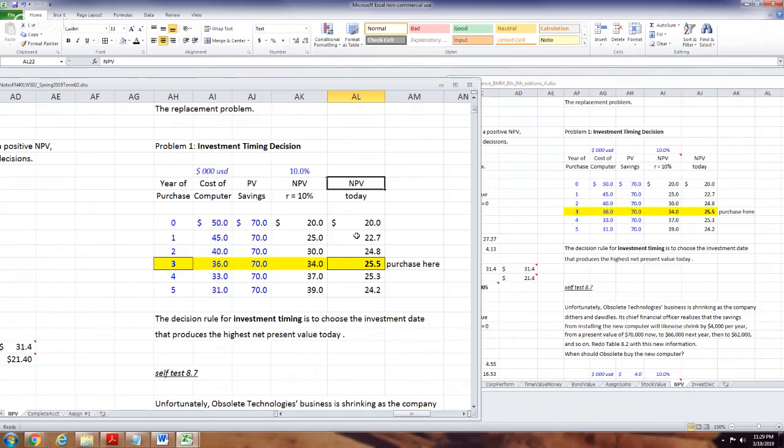Now, this is a very fine analysis. You're not going to see people doing too much of this too often, but people like us would. The everyday person, this time value of money is, even accountants, way beyond what they're working on. So the decision rule for investment timing is to choose the investment date that produces the highest net present value today. And I just showed you an example of that. That was problem number 1.